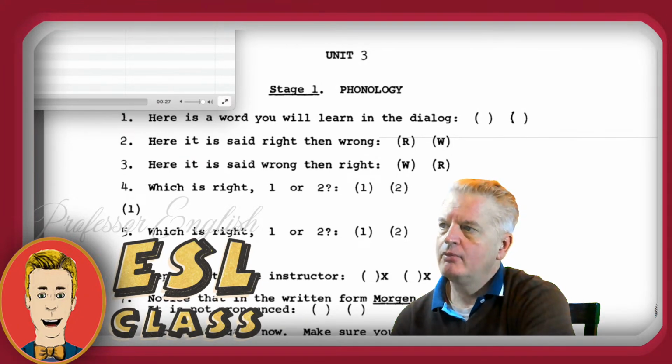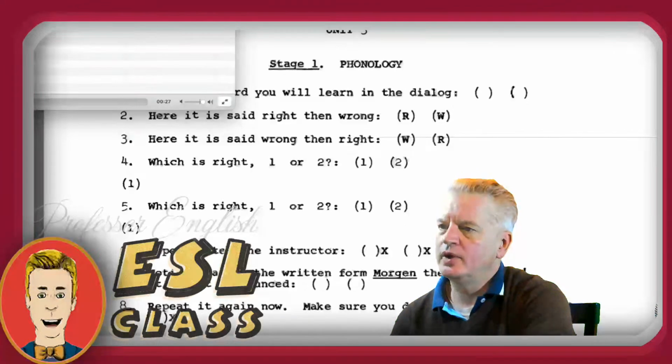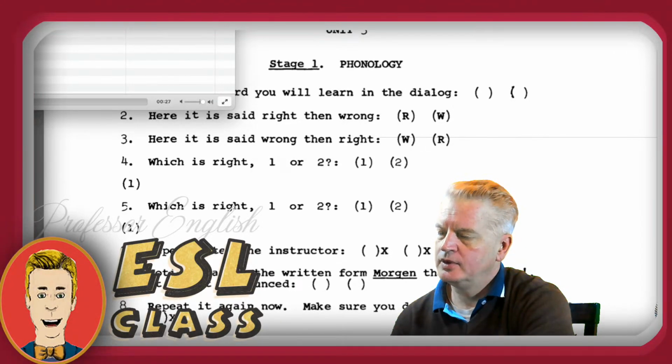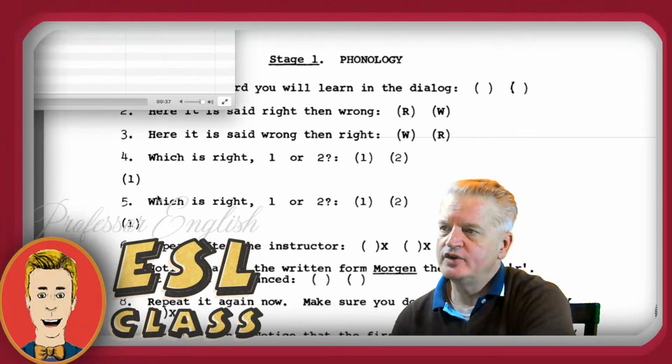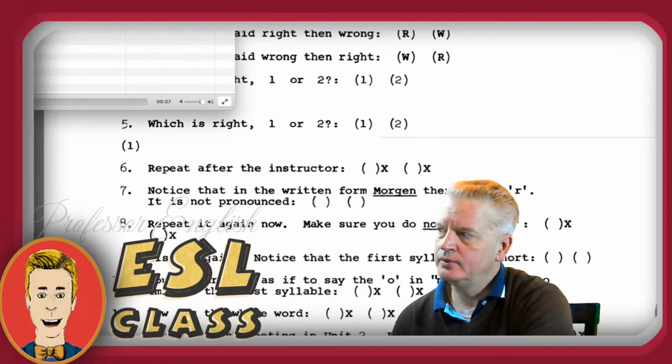4. Which is right, 1 or 2? Number 1. Morgen. Number 2. Morgan. 5. Which is right, 1 or 2? Number 1. Morgen. Number 2. Morgan.